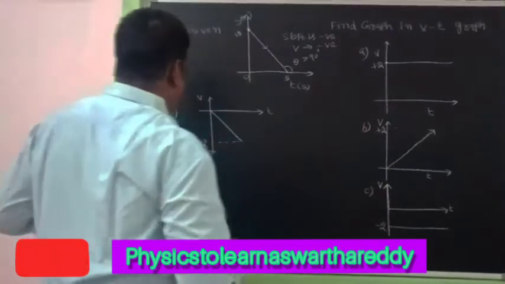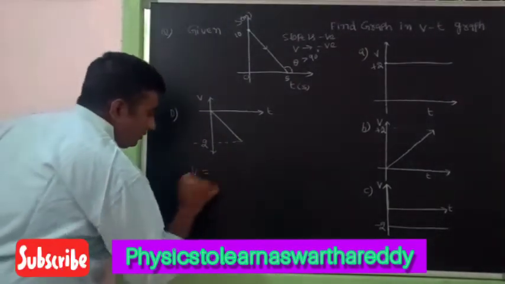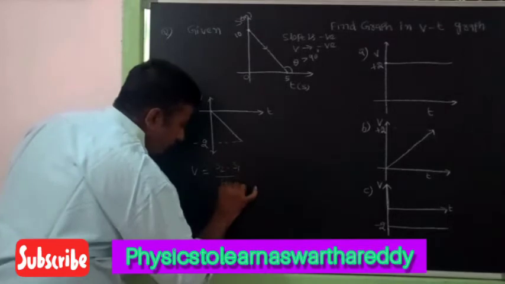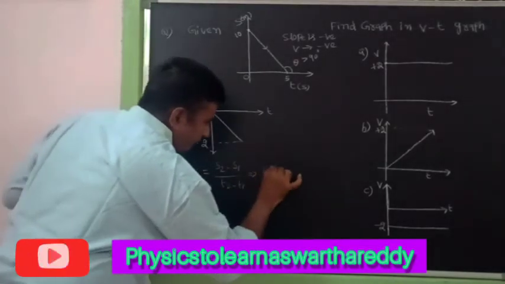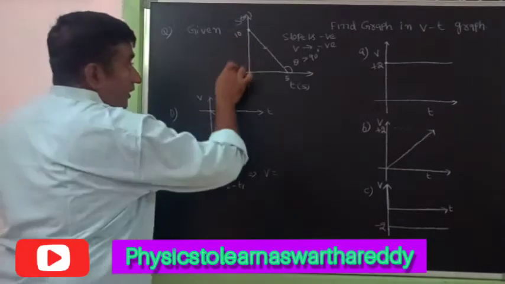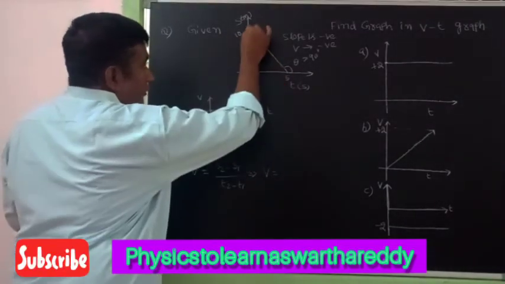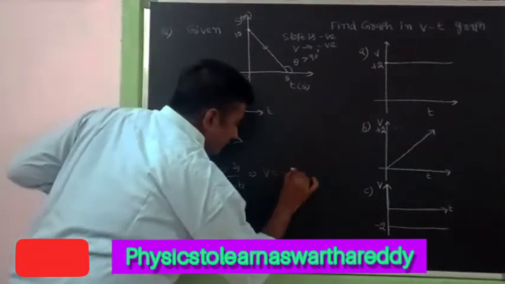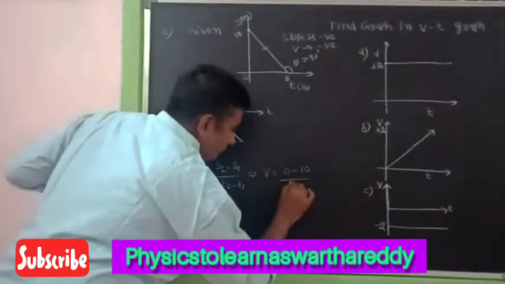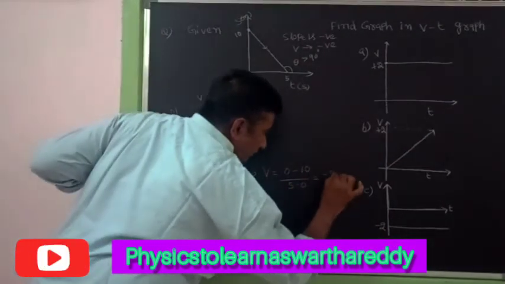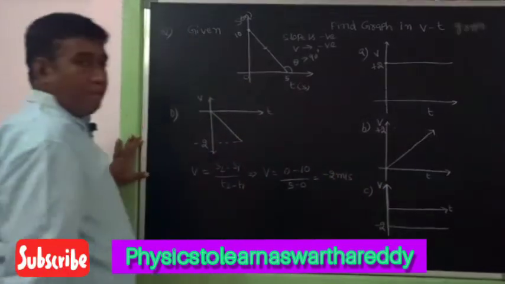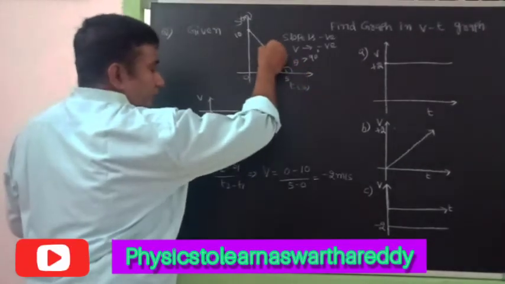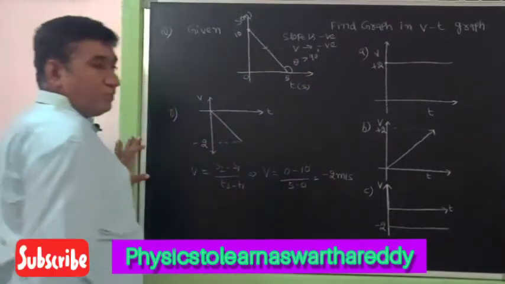With the help of a formula we can write velocity V is equal to S2 minus S1 by T2 minus T1. So V is equal to, initially it is 10, finally it is 0, so I can write 0 minus 10 by 5 minus 0, which is nothing but minus 2 meter per second. Here it is decreasing, but with constant velocity, which is 2 meter per second.